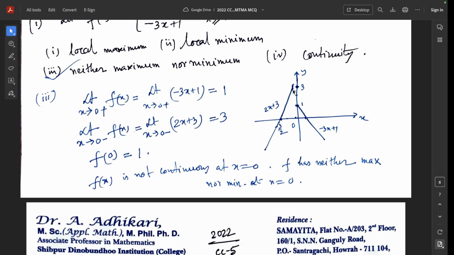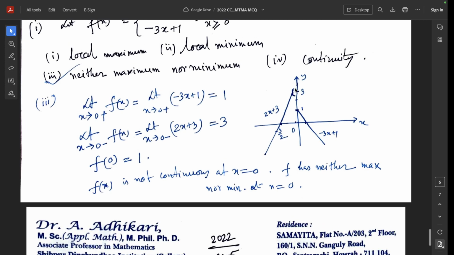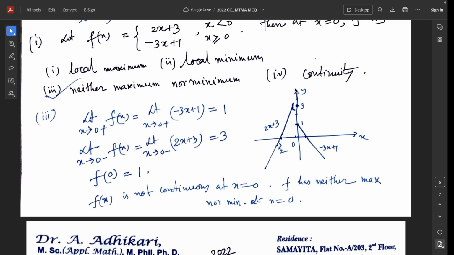Actually, in this problem, the maximum value would be 3, but not here. If this were attained at 3, then the maximum value is 3. But this is the limit 3, not the value of the function, so the value of the function is not equal to 3.